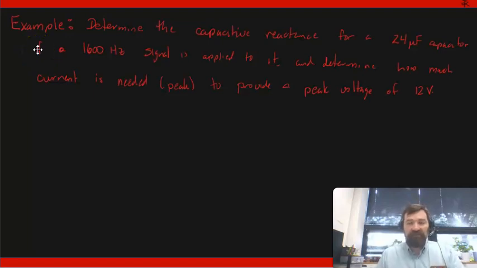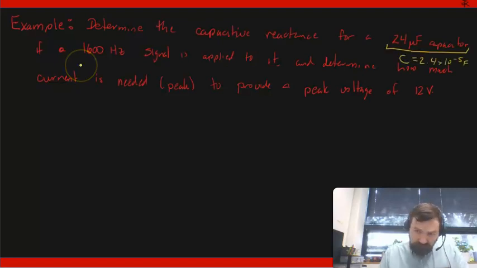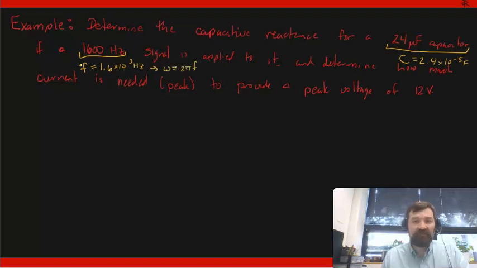As our example of this, let's consider a capacitor that has a signal being applied to it, and determine the capacitive reactance, and then also how much current was needed to provide a given peak voltage. We've been given a capacitance of 2.4 times 10 to the negative 5 farads. We've also been given a frequency, again lowercase f, of 1.6 times 10 to the 3 hertz. Remember that omega is 2 pi times f.